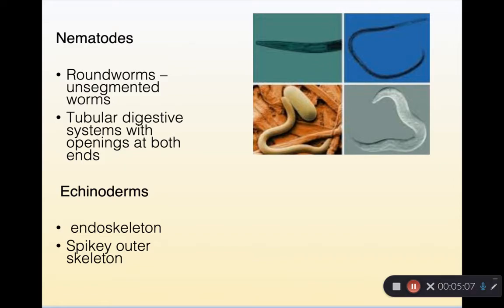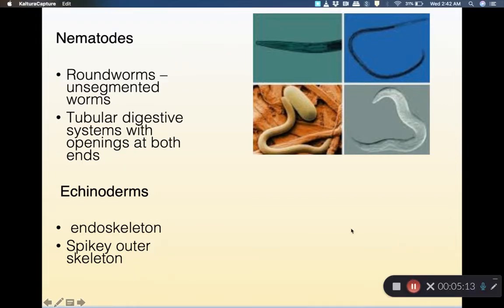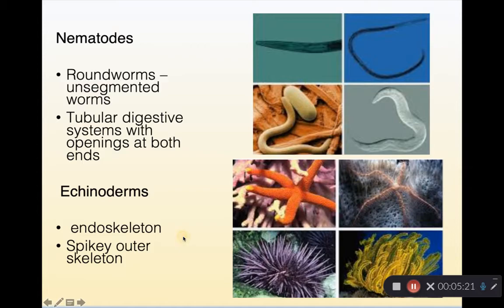And then finally, the last main clade that we're going to talk about are the echinoderms, and these have an endoskeleton and a spiky outer skeleton. So these are things like starfish, which are probably the most common ones that you think of, or sea urchins. And this literally means from the Greek spiky skin or hedgehog skin.